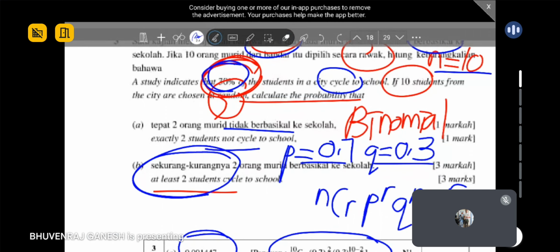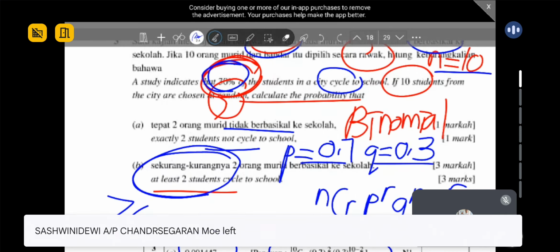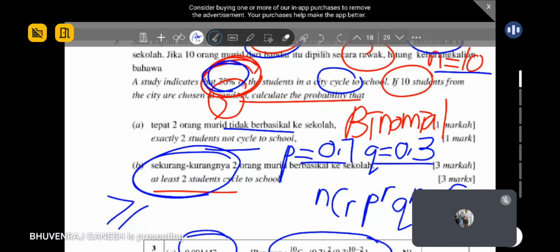Sekurang-kurangnya. Apa simbol ketaksamaan dia? At least. So what is the symbol? Yes, very good. Okay, at least is this symbol. Ini adalah simbol ketaksamaan. Okay, got equal sign. Kena ingat, simbol sama dengan tu ada mainkan perbezaan. Dalam taburan binomial, ada beza.